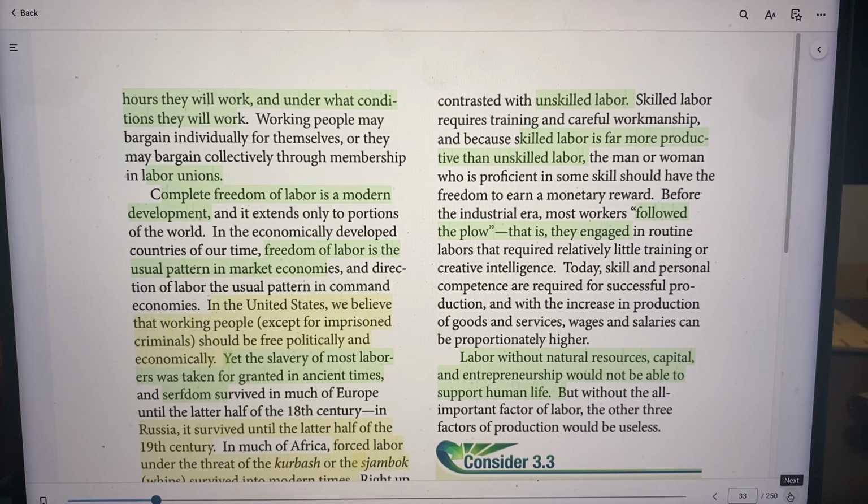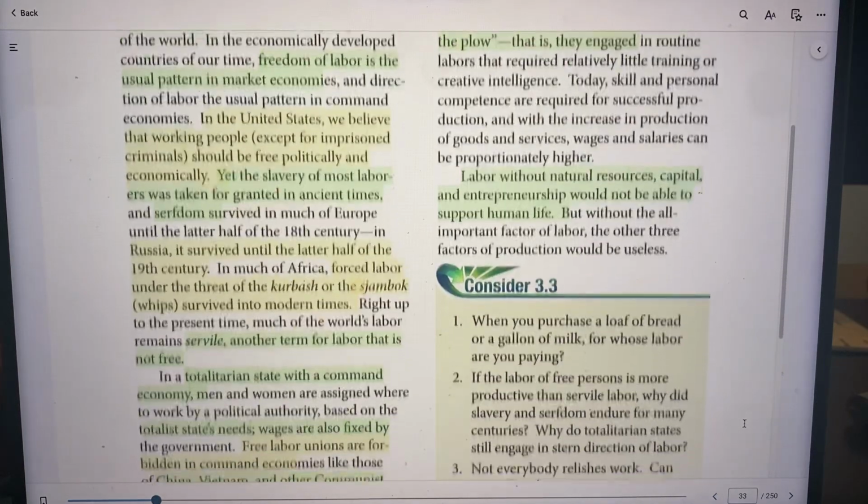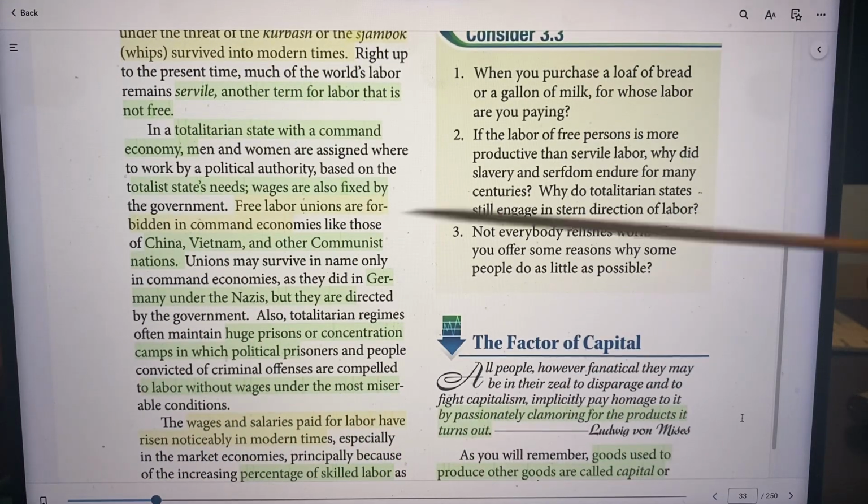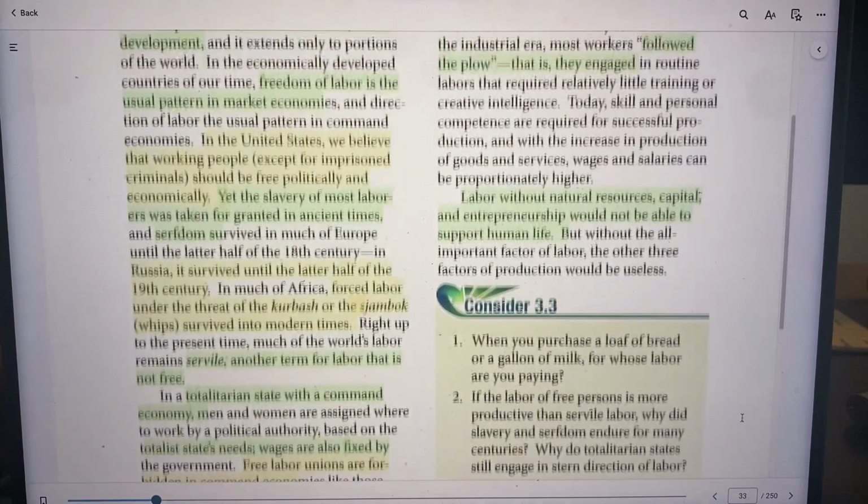Okay, I kind of went over all of this here. It goes on and says, we talked about the totalitarian state. Free labor unions are forbidden in command economies like China, Vietnam, and other communist nations. Unions may survive in name only, as they did in Germany under the Nazis, but they are directed by the government. Totalitarian regimes often maintain huge prisons or concentration camps. We went over that too. So it's just the difference there.